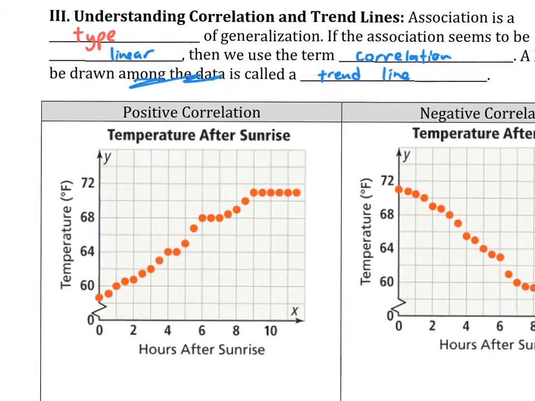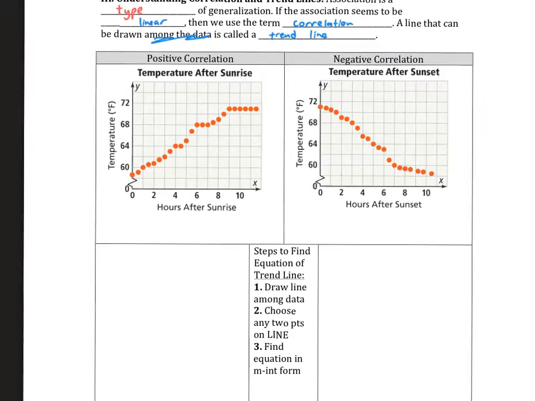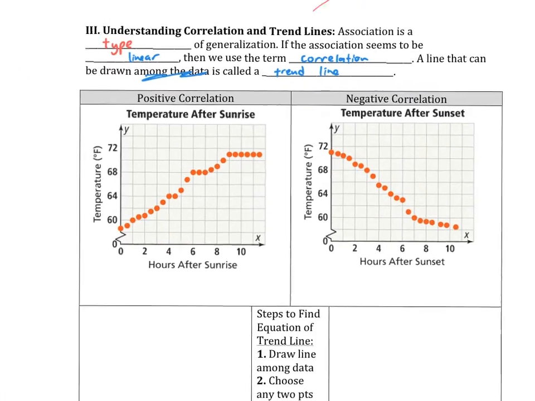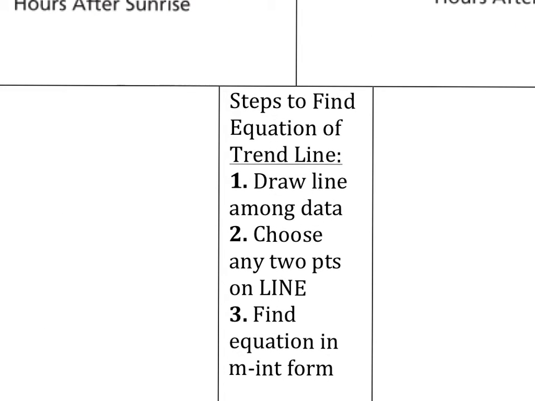So what we do here is our first step when we are looking for that trend line itself. If we're going to do this by hand, number one, we're going to draw a line that goes among the data. And this is subjective because your line might be different than my line, might be different than your neighbor's. Then like we did last chapter, we're going to choose 2 points on that line, and then we're going to find the equation in slope-intercept form.